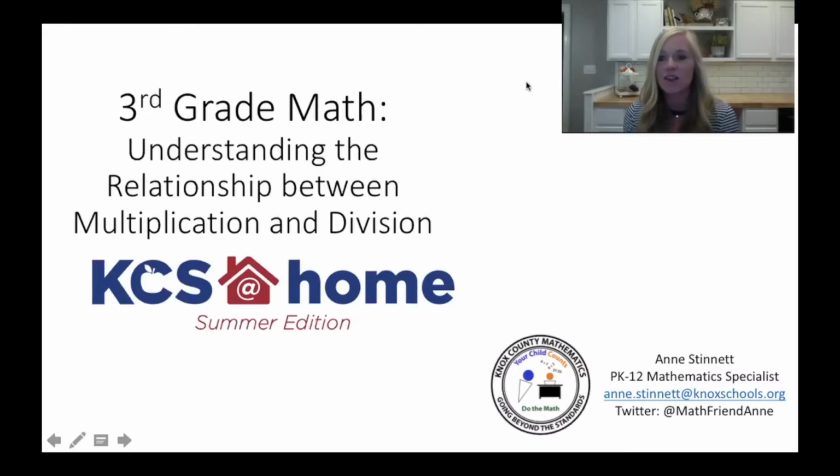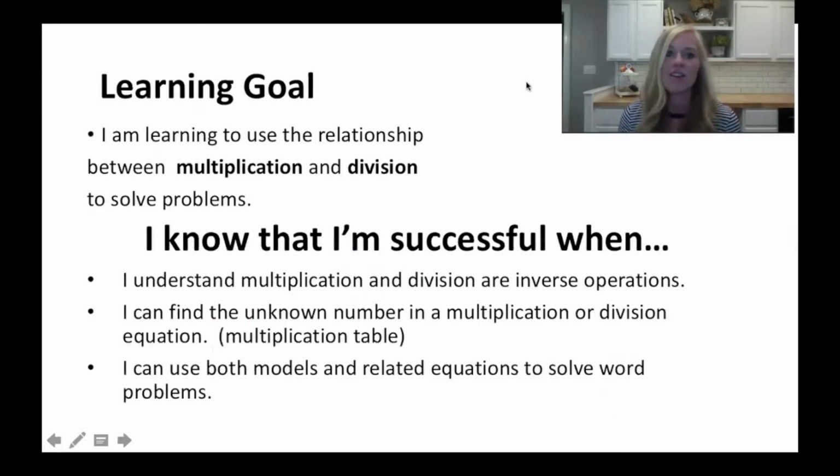So this is a third grade math lesson and we will be reviewing the relationship between multiplication and division today. So let's take a look at our learning goal. Our learning goal for today is that we are learning to use the relationship between multiplication and division to solve problems. Now, hopefully this will be a review for us. So we might have wanted to say I'm reviewing to use the relationship between multiplication and division to solve problems.